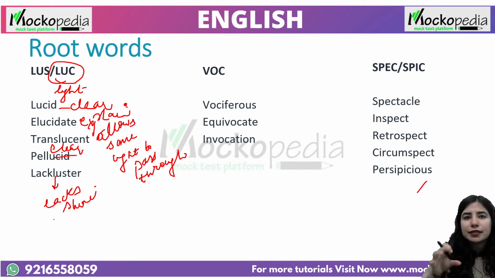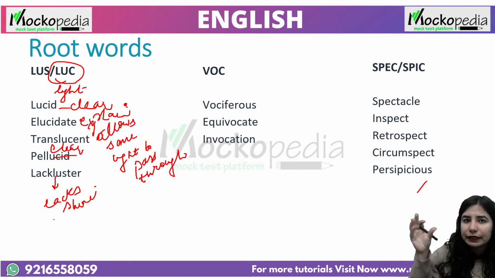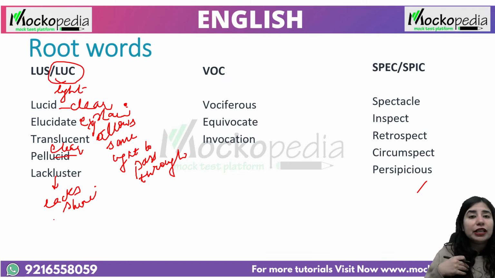So India is a democratic country. Elucidate, explain, right? So that's how you can relate. Translucent. I'm sure when we did light in our physics, we talked about objects being opaque, which do not allow the light to pass through. Transparent, which allows the entire light to pass through, or translucent, which allows some light to pass through, right?